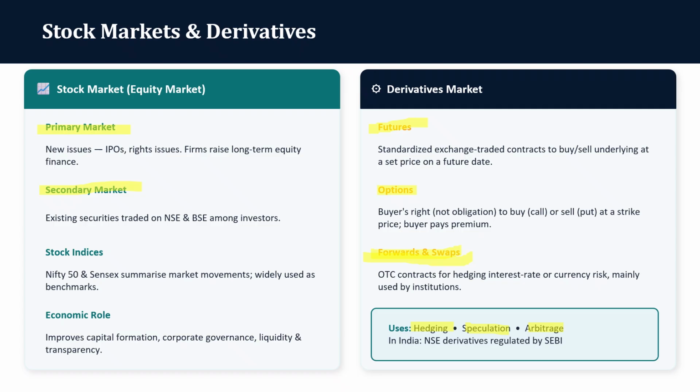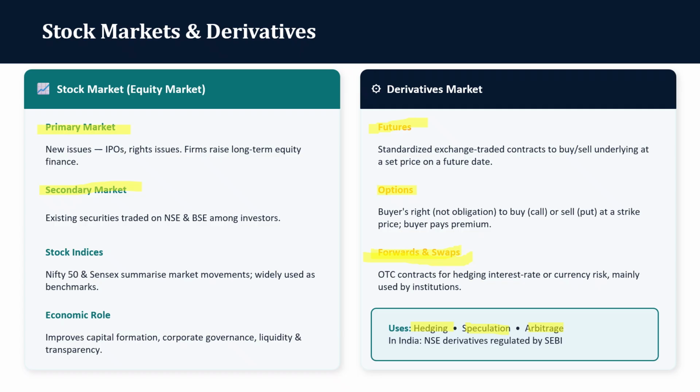Similarly, speculation is taking position to profit from expected price movement, often using some leverage. And arbitrage is simply exploiting small price difference between related market or instruments to earn risk-free profit. In India, exchange traded derivatives on National Stock Exchange are regulated by SEBI, which sets the rule for transparency, margin requirements, and risk management to maintain the market stability.